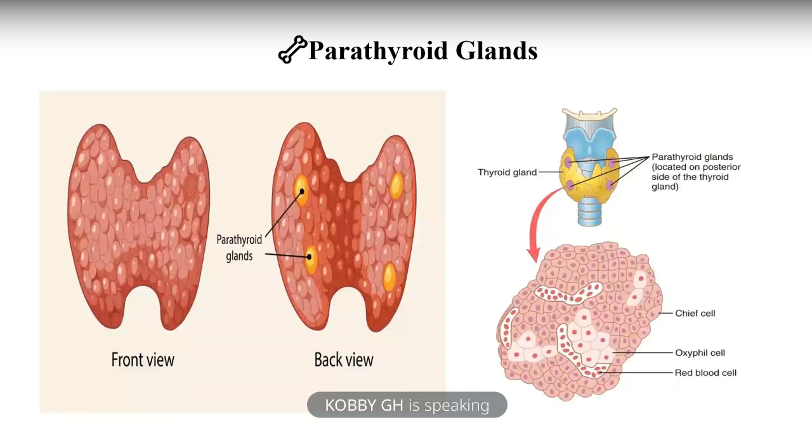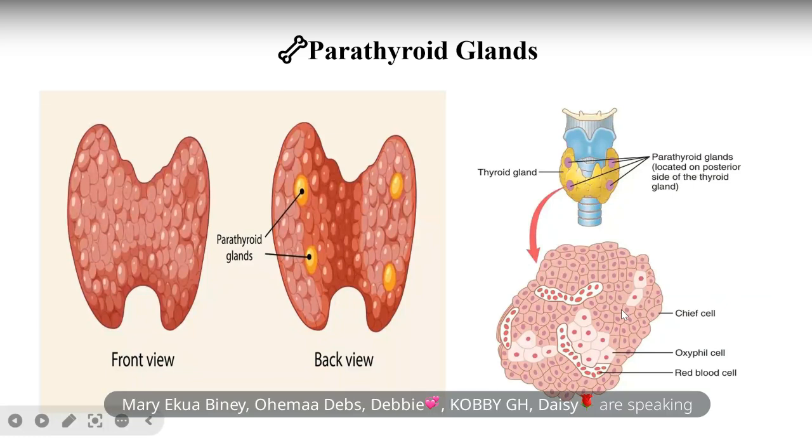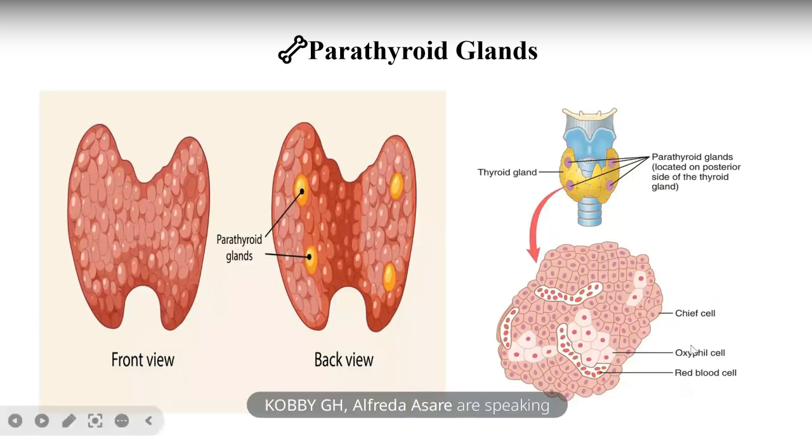Now we have 2 different types of cells in the parathyroid gland. We have the chief cells, and then we have the oxyphil cells. Say chief cells. Chief cells. And then say oxyphil cells. Oxyphil cells.